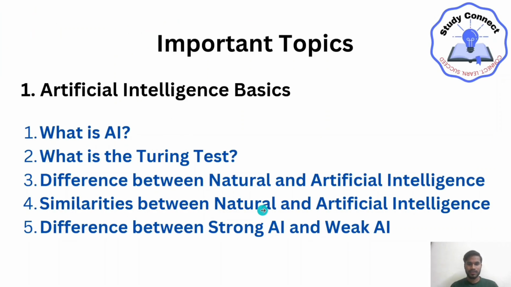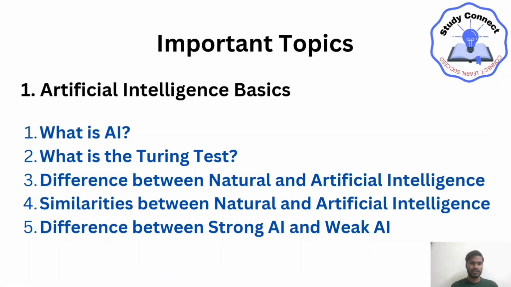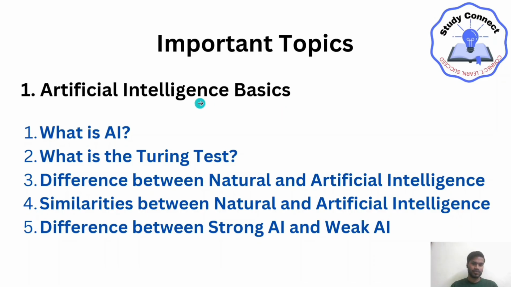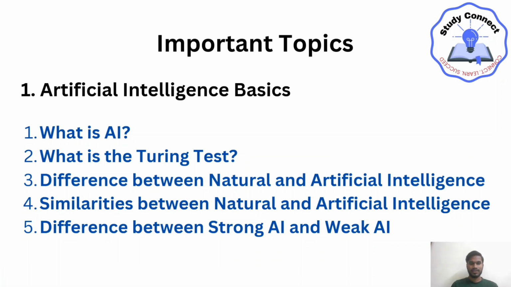So let us discuss the important topics and important questions which can be asked in the examination. The first topic is artificial intelligence basics. The basic questions which can be asked in this section are: what is AI, what is the Turing test, difference between natural and artificial intelligence, similarity between natural and artificial intelligence, difference between strong and weak AI. These are the questions which can be asked from the artificial intelligence basics part.